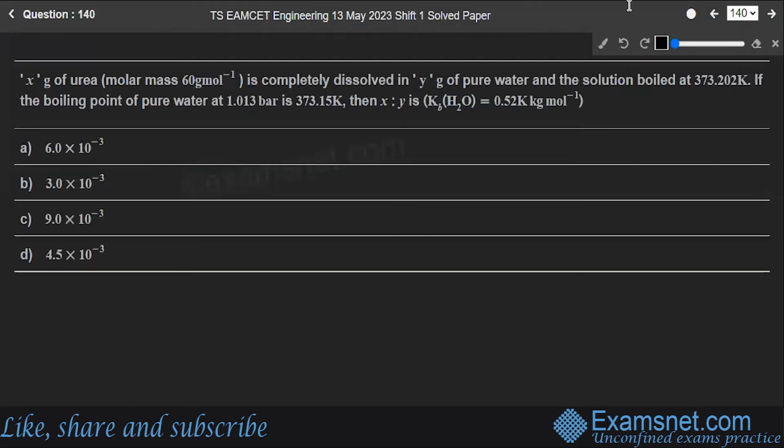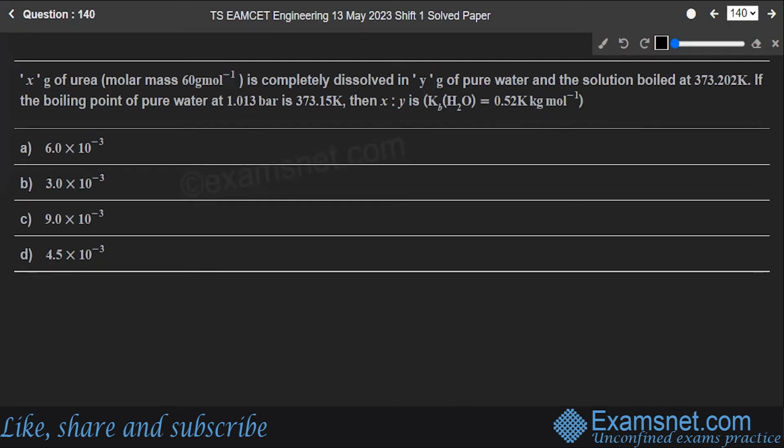Question number 140, x gram of urea, molar mass this is completely dissolved in y gram of pure water, and the solution is boiled at this much temperature. If boiling point of pure water at 1.013 bar is this much, then what is the ratio of x and y? You are given Kb is equal to this.